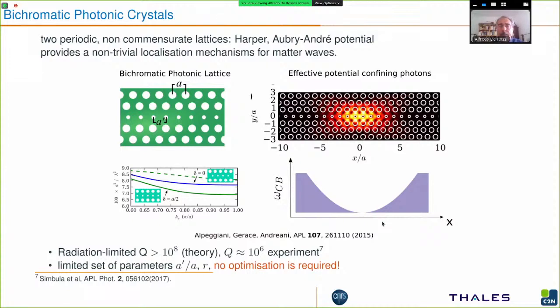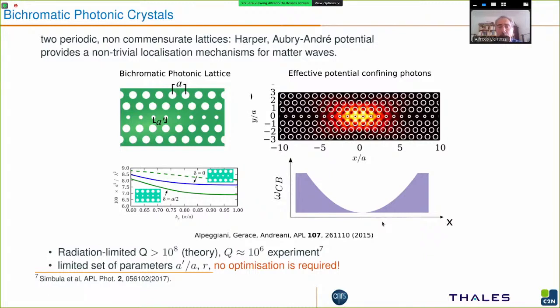The idea came from the group of Dario Gerace in Pavia and Lucio Claudio Andreani. They came up with this concept from solid-state physics, that is a bichromatic confining potential. What is that? It is known that if the properties of matter are modulated with two incommensurate periods, this creates an effective potential that results in localization of waves.